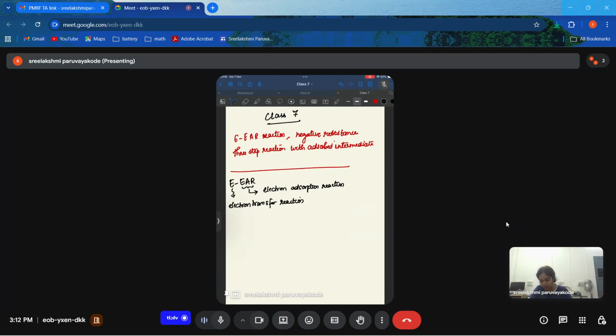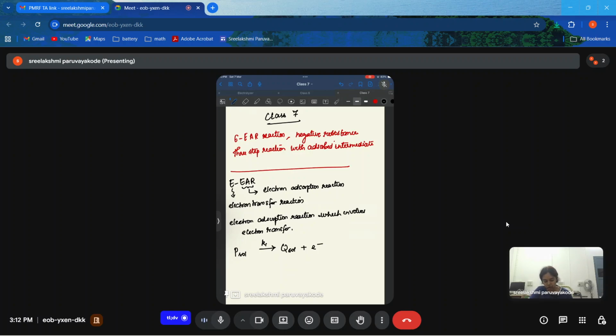So the two steps which are happening. Here there is an electron adsorption reaction which involves electron transfer. I'm writing that it can be written as P in solution going by K1 to Q in solution plus electron transfer. So this is the electron adsorption reaction which is involving electron transfer.